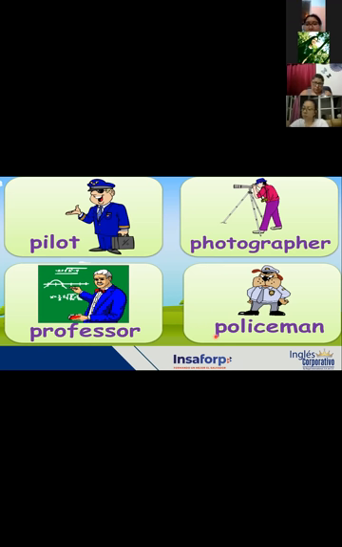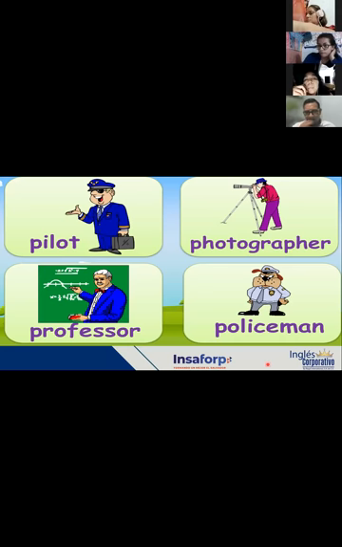All right, remember, a teacher will be someone that teaches at a school or even high school or kindergarten. But someone that teaches at a university, we're going to call professor. So I will repeat it again. Pilot, photographer, professor, policeman. So let me see. Jose Manuel Rosales, pronounce them all, please.